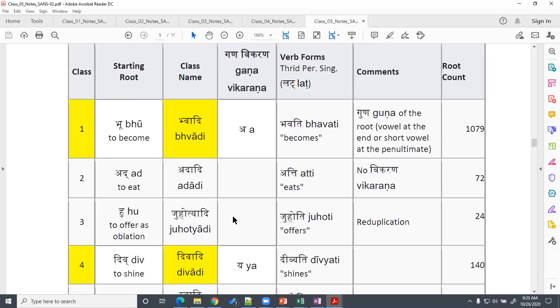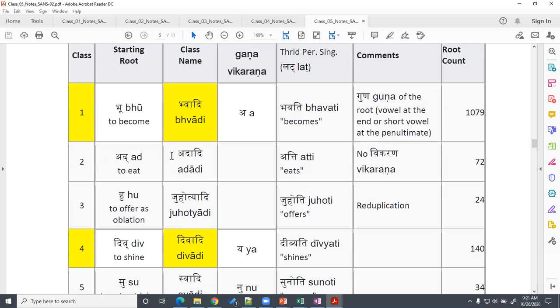These roots are divided into 10 classes. Classes are called Gana. And the names of the classes are simply named after the first root of the class, like Bhu, Bhuadi. Adi means etcetera, or starting with. So starting with Bhu. Not a very imaginative way of nomenclature, but that's how it is used.